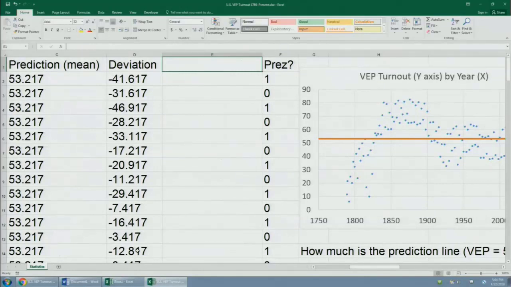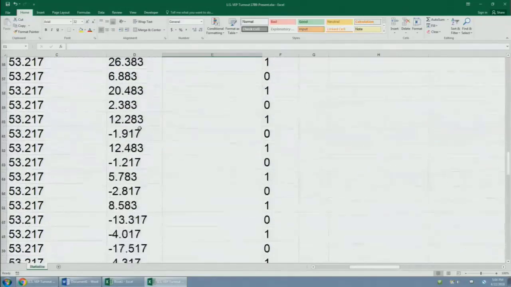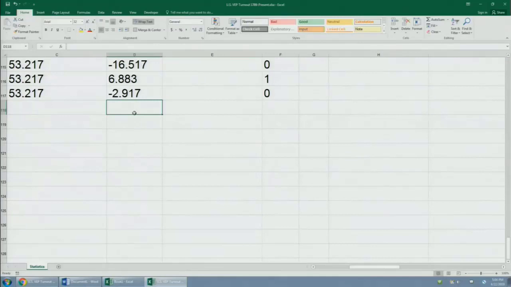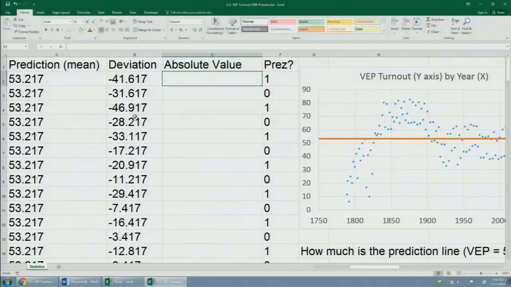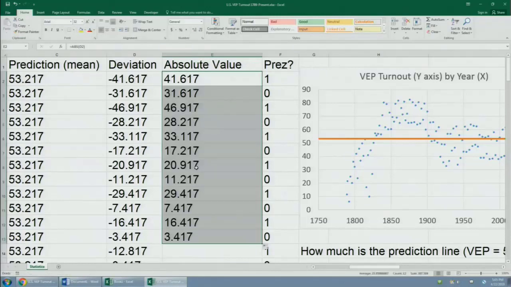How can you measure the magnitude of that deviation? There are a few ways to do that. Anyone got some ideas? Find the average of the deviation. Well, if you take the average of that deviation, you also get 0. Well, what if you have the absolute value? Oh, you could do absolute value, right? If you took the abs, that's the absolute value of D2, the magnitude of that is 41.617, and so on and so forth, right?